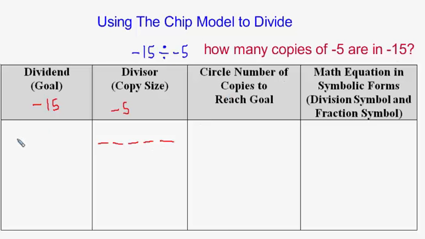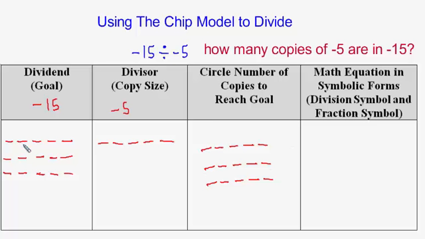So I need to count 15 negative chips, but since my copy size is negative 5, I will organize my 15 negative chips in rows of 5. So here would be 1, 2, 3, 4, 5 negative chips. I'll put another 5, 6, 7, 8, 9, 10, and then another 5 makes 11, 12, 13, 14, 15.